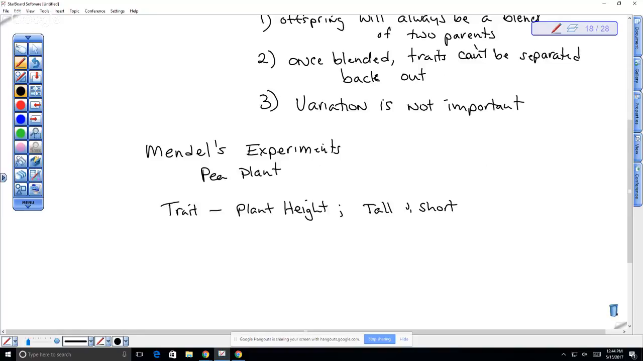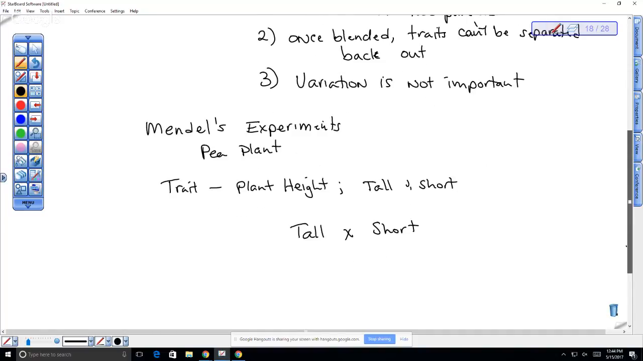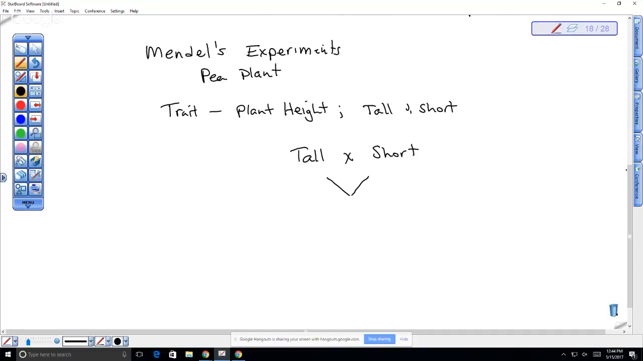And so he did what is called a cross, where he took pollen from one plant and he pollinated the seeds or the eggs from another plant, right? So we did a genetic cross, okay? What he found when he did this cross is that all of the offspring were tall. And you're like, why aren't they medium height, right?